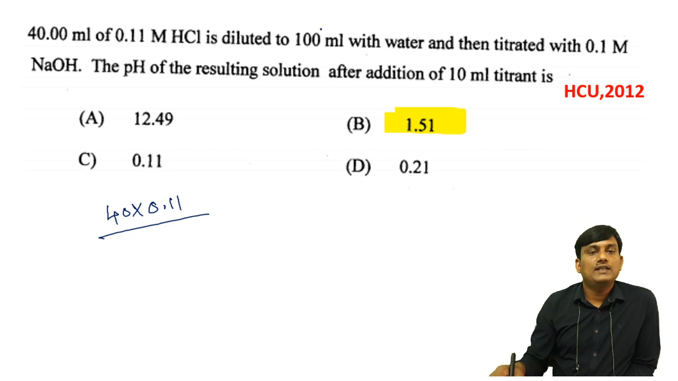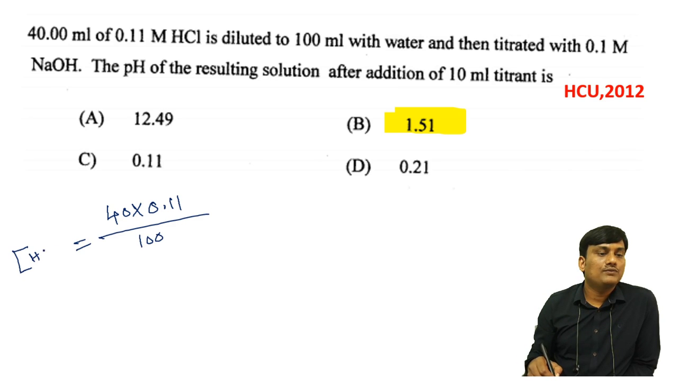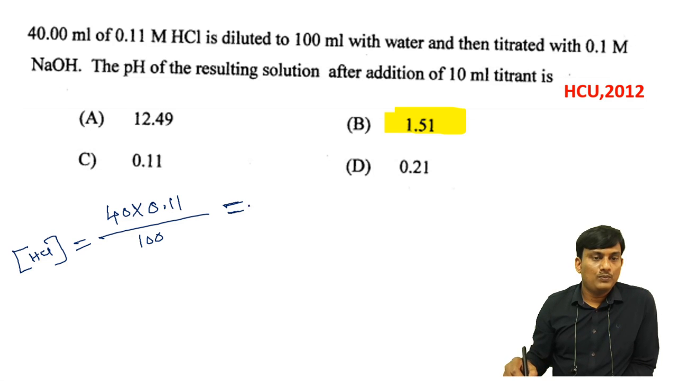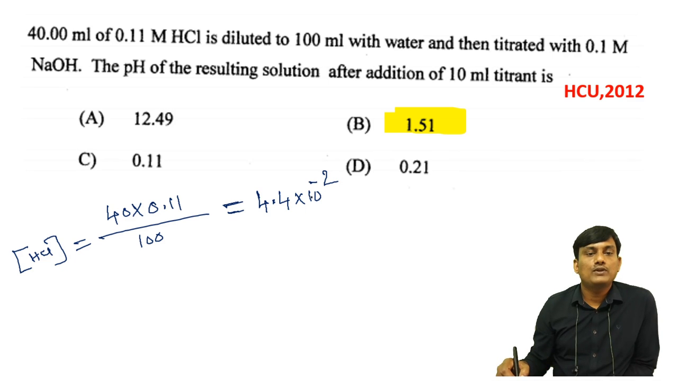When you divide by the final volume, 100, you will get the concentration of HCl in 100 ml solution. So it will be equal to 4.4 into 10 to the power of minus 2. So the concentration of HCl, or H plus, is equal to 4.4 into 10 to the power of minus 2. What is the pH of the resulting solution after the addition of 10 ml titrant?